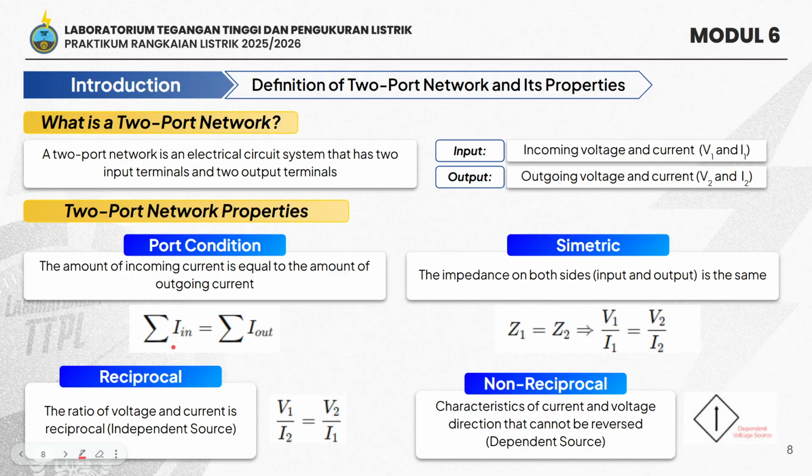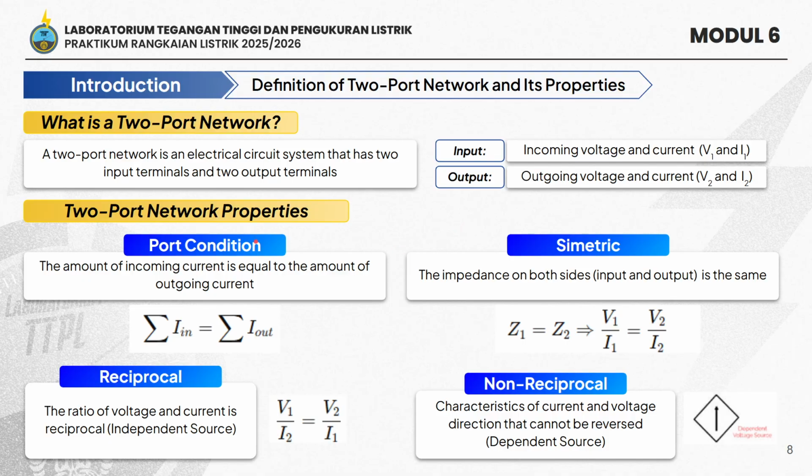The next one is the definition of two-port and its properties. So, what is a two-port network? A two-port network is an electrical circuit system that has two input terminals and two output terminals. For its input terminals, we can call it V1 and I1 as the incoming voltage and current. And for the output, we can call it V2 and I2 as outgoing voltage and current.